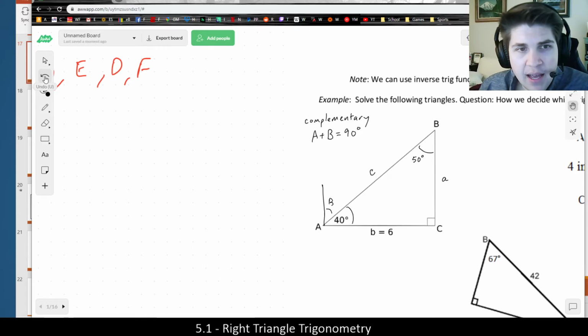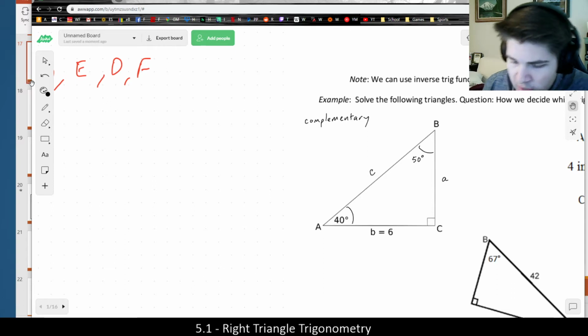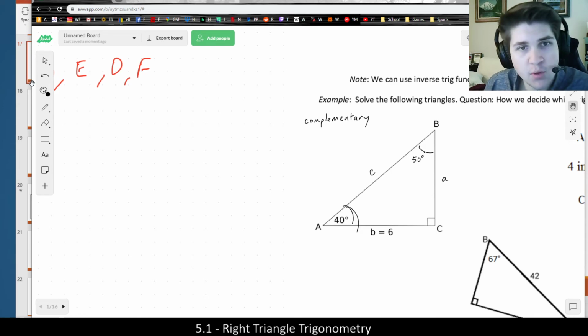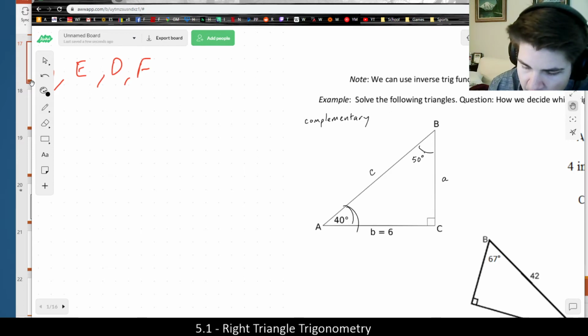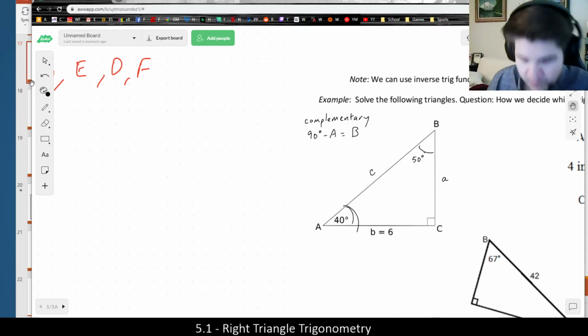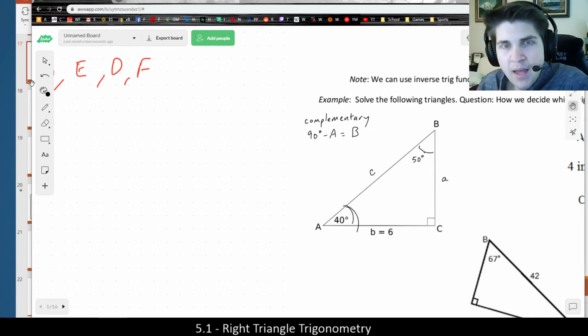But anyways, basically, the summary of what I'm getting at is that when you have an angle within a right triangle, the other angle you can always solve by subtracting from 90. 90 minus 40 is 50 due to the complementary angle principle that 90 degrees minus A is equal to B. And actually, basically, the third angle is very easy.